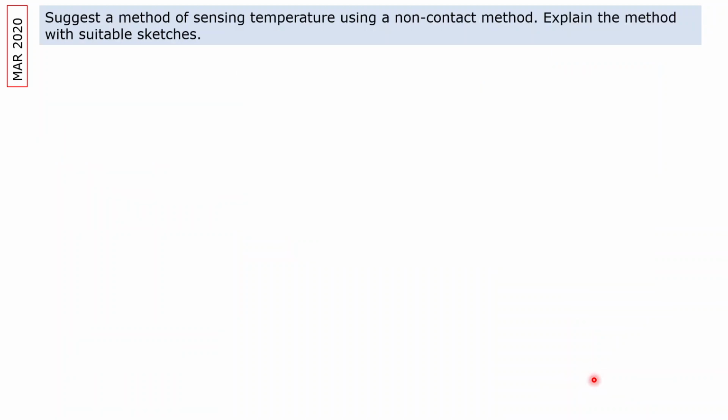Now we will go with the next question. Suggest a method of sensing temperature using a non-contact method. Explain the method with a suitable sketch. This question was asked in March 2020. This is a repeat question.